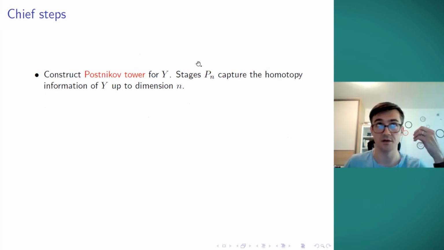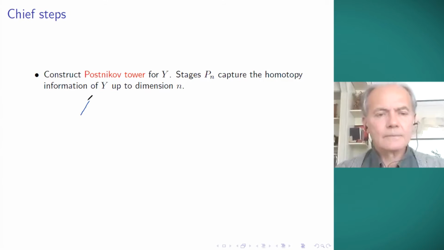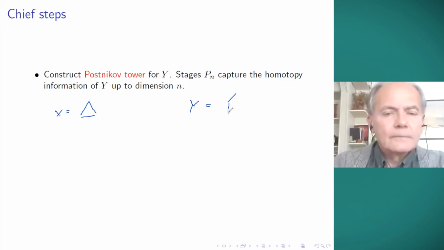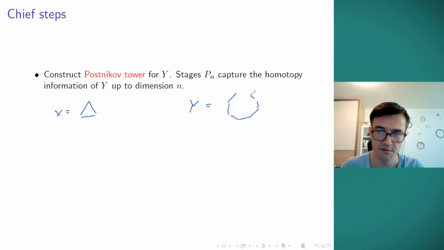But the main ideas are, first of all, approximate your target space Y. Okay, you may ask, why would that be a good idea? But it sort of makes sense, right? So say already your X looks like this. X is a triangle, and Y is some larger cycle, right?